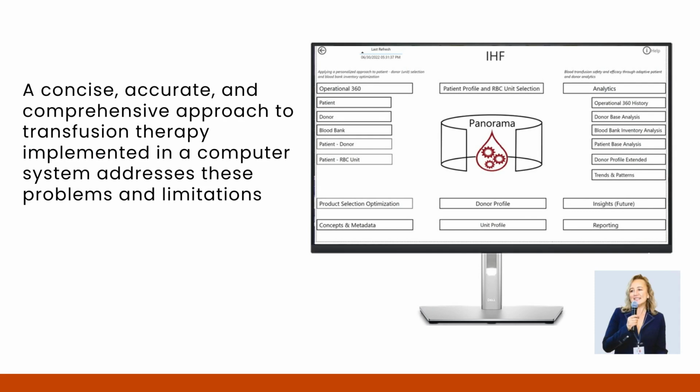We are convinced that a concise, accurate, and comprehensive approach to transfusion therapy implemented in a computer system effectively and efficiently addresses the problems and limitations discussed in this presentation.